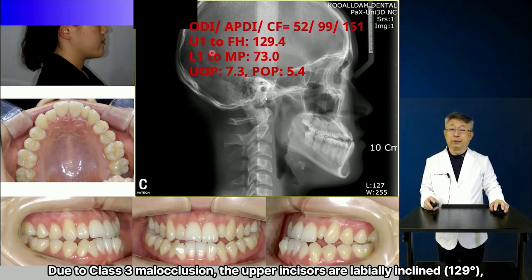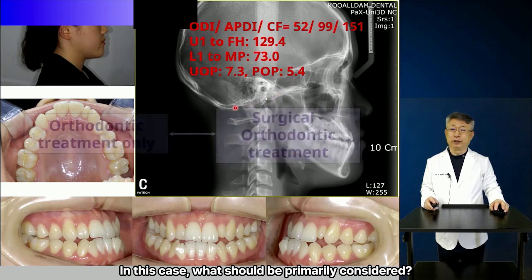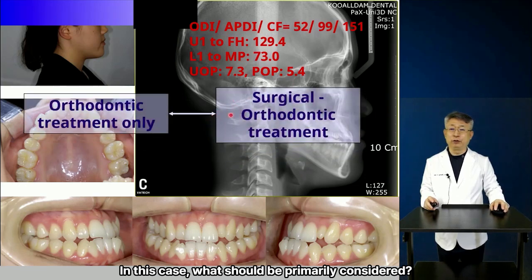Due to Class 3 malocclusion, the upper incisors are labially inclined 129. The lower incisors are lingually inclined 73, and UOPE and POPE are flat. In this case, what should be primarily considered?